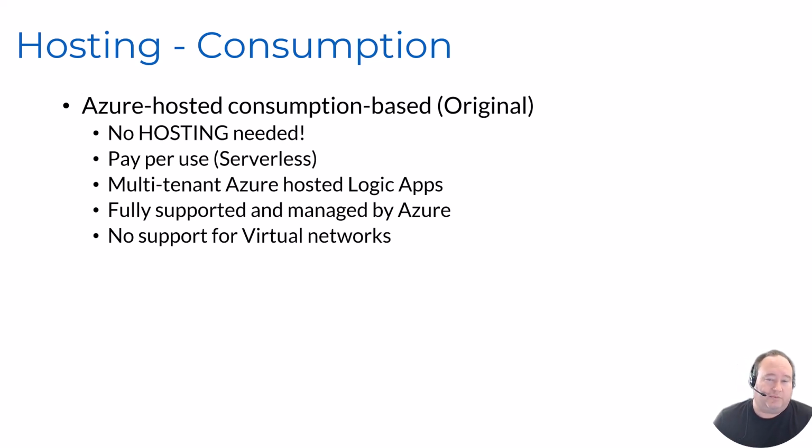There also is no support for virtual networks with consumption Logic Apps. So if you need that in your solution, and you have an ExpressRoute set up and need all your components on the same network, you would want to look at moving away from consumption. Now, that doesn't mean consumption can't access on-premises resources. It still can, using things like the on-premises data gateway. It just means it can't be directly on that same network.